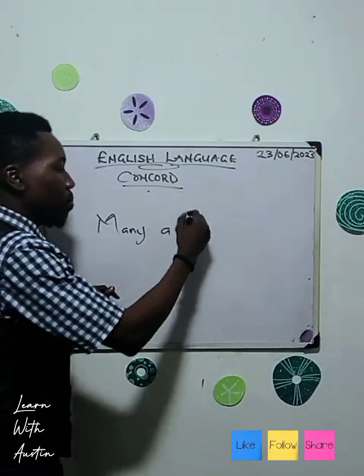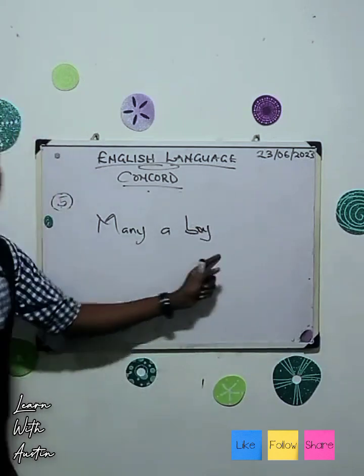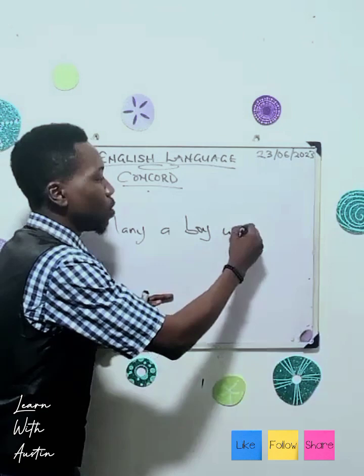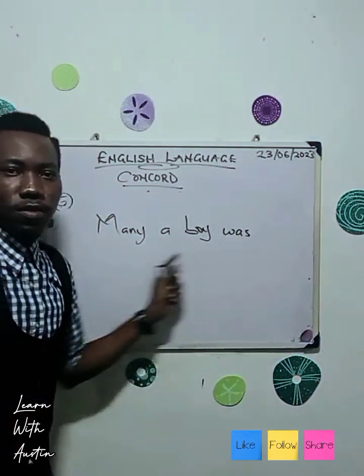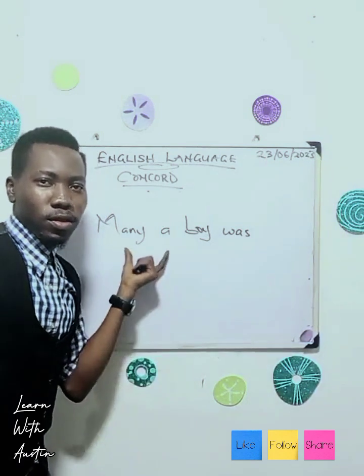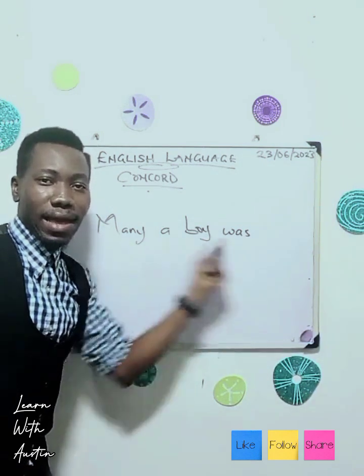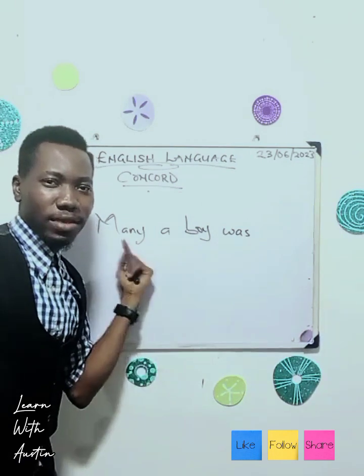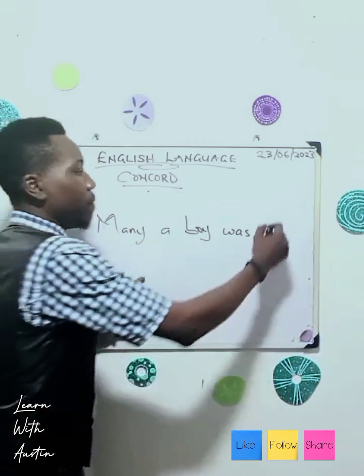Many are dash, many are boy. When you have something like this, many are boy, was. Why is it was? You want to say many is plural, but why is this was? The Concord says when you have many are, the verb following should be singular. You wouldn't say many are boy were here. No. Many are boy was here.